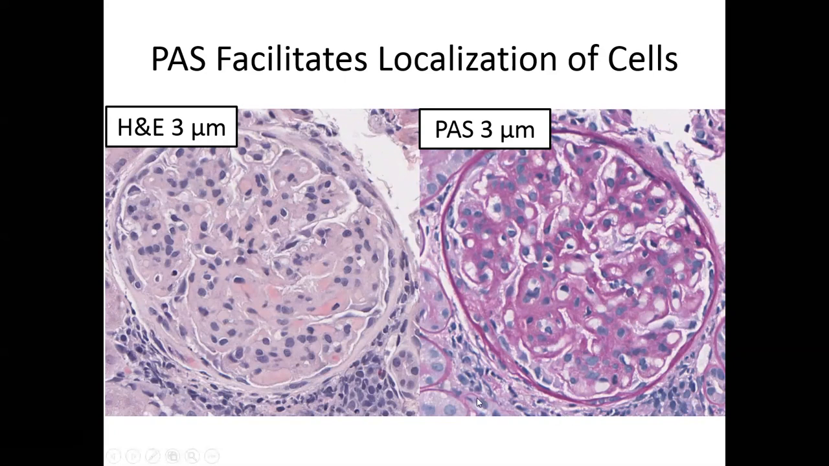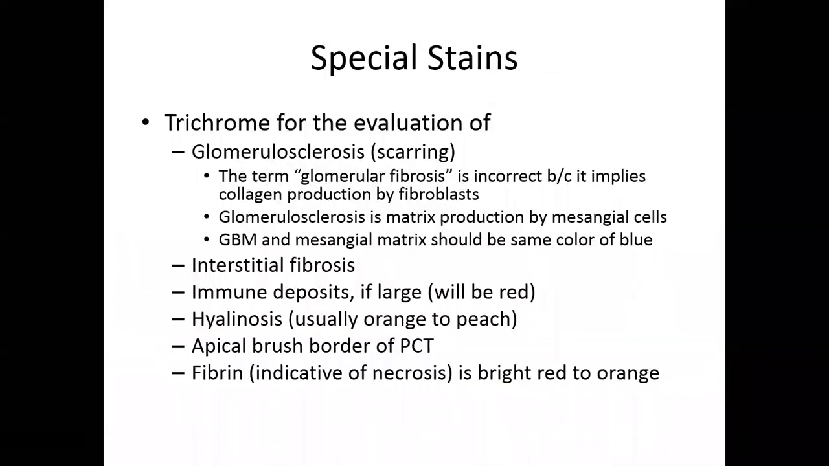And then again, pay attention to your tubular basement membranes. Is it a smooth contour, and is it a normal thickness? Okay. So trichrome, we use trichrome obviously mostly for the collagen staining properties, but trichrome actually also helps us with some protein identification. So the trichrome stain is really good to evaluate glomerulosclerosis.